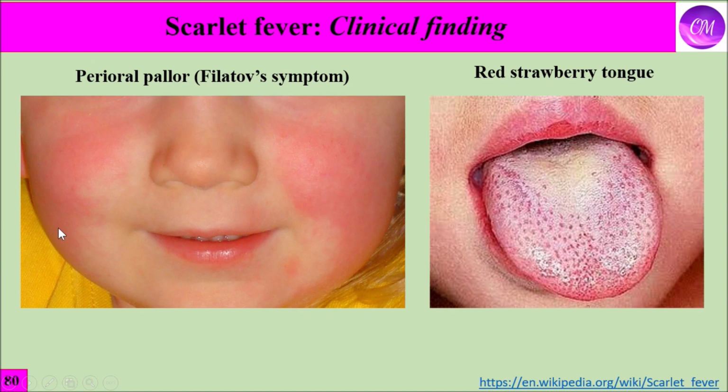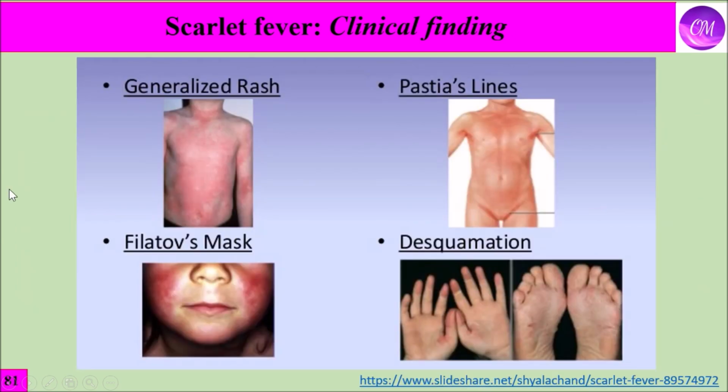Here you see the perioral pallor, we call the Filatov symptom, and red strawberry tongue. Also, here you see the generalized rash, the Pastia's lines here and here, then also the Filatov symptom or Filatov mask, and desquamation of the palms and soles as well.